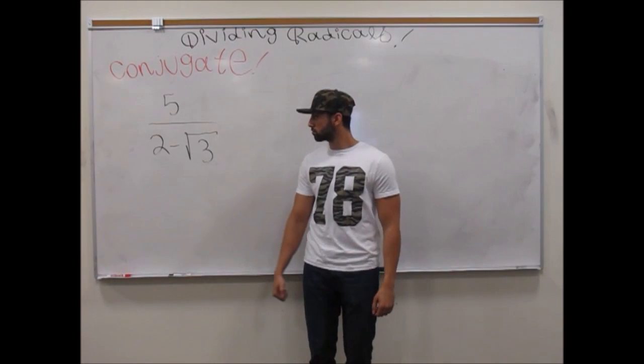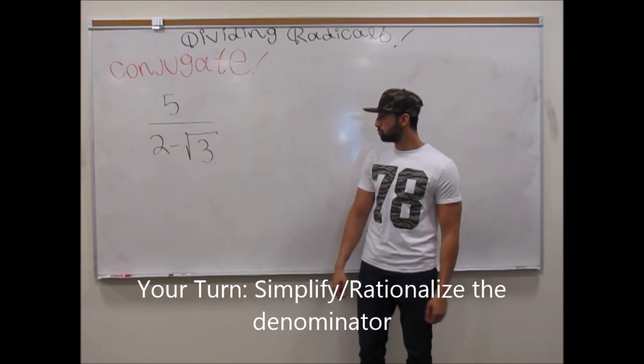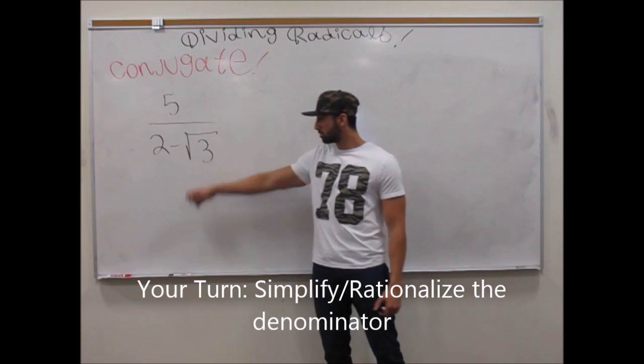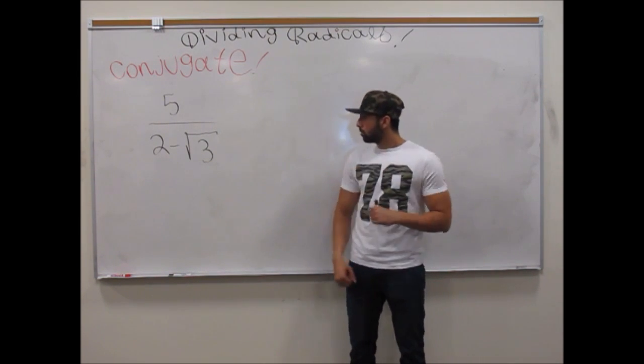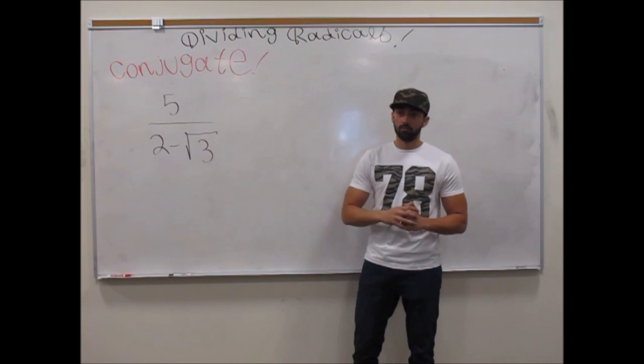Why don't you go ahead and try this: 5 over 2 minus rad 3, and you've got a rad on the bottom, which is what we don't want. So go ahead and give it a shot, and then I'll go over it with you.